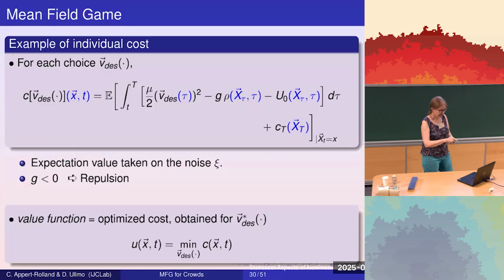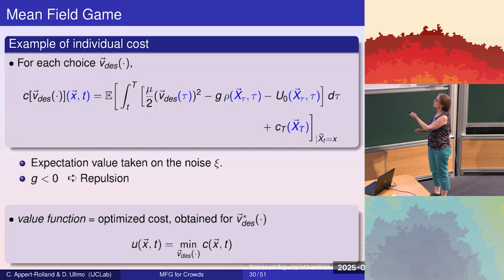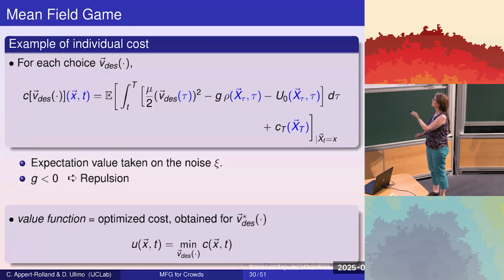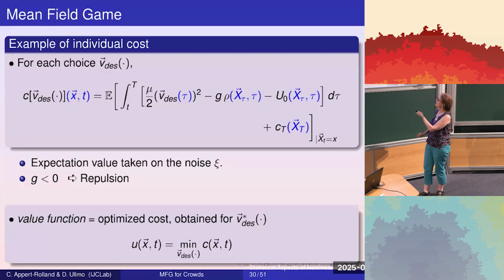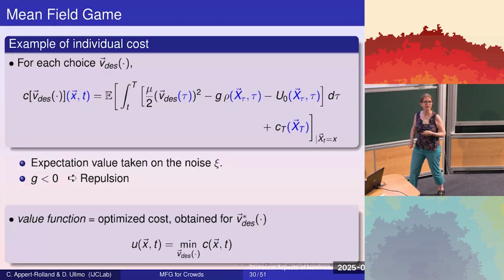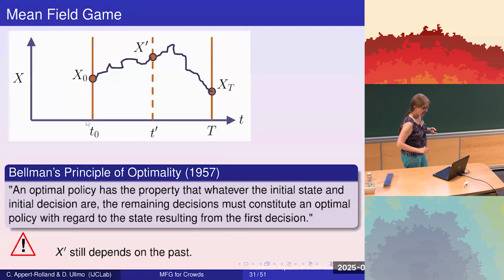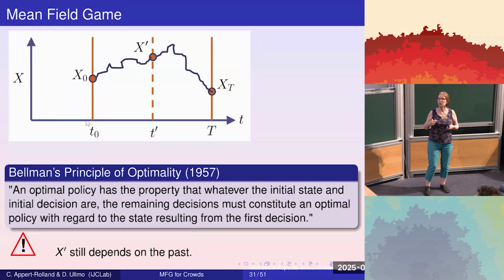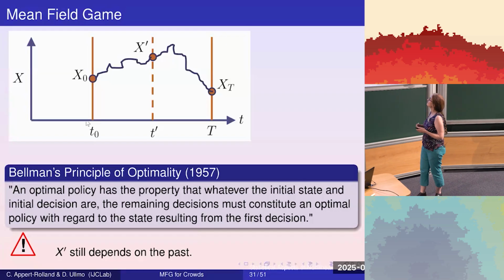And you have to remember that the value of this minimum cost is called the value function. So we will see it again. Please remember, its notation is u. And so we will choose the desired velocity in order to minimize the cost. So now we have to find some equation for u, and it's based on Bellman's principle of optimality.